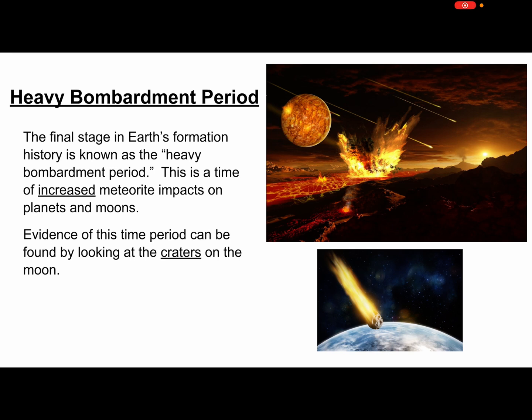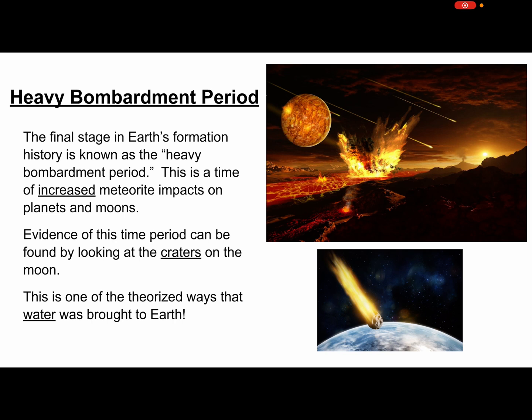So the evidence of this time period can be found by looking at the craters on the moon. We notice that there's tons of craters on the moon, but we don't see that on the Earth. We can see it on the moon, though. So this is also one of the ways that people theorize where the water could have come from. Some water, ice on these meteorites hit the Earth, and the Earth just accumulated this water. Maybe comet type of impacts as well that could have led to the accumulation of all the water that we now see on Earth.